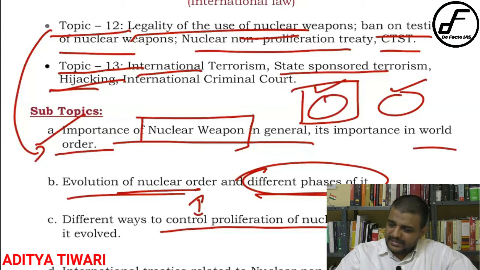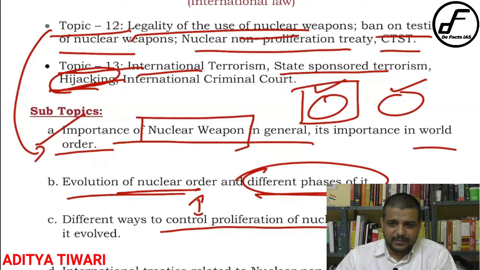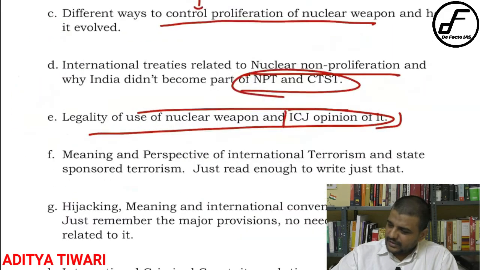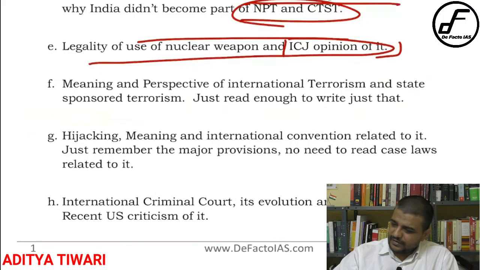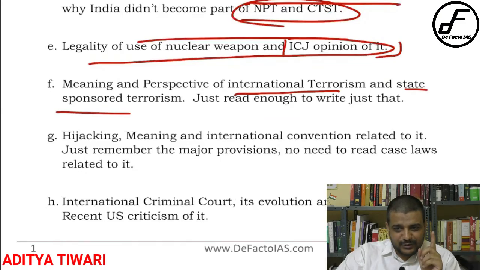When we talk about hijacking, we are mostly talking about aeroplanes. However, hijacking can be understood as hijacking of a pirate ship also, but generally we understand it with respect to aeroplanes. So there we have to study. I have written the meaning and the perspectives of international terrorism. In the case of terrorism also there are two perspectives, the legalist perspective and the realist perspective, which also need to be understood.